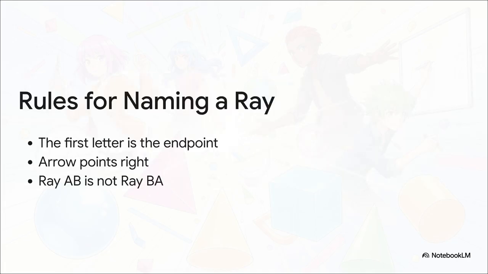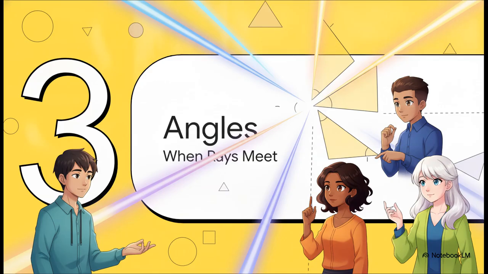Now, if you see this on the test, be incredibly careful. Ray AB is totally different from ray BA. Why? Because the first letter you write down must always be the starting endpoint. One ray shoots towards B, the other shoots towards A. Please don't let them trick you with that on a multiple choice question. Okay, checking that off our list.